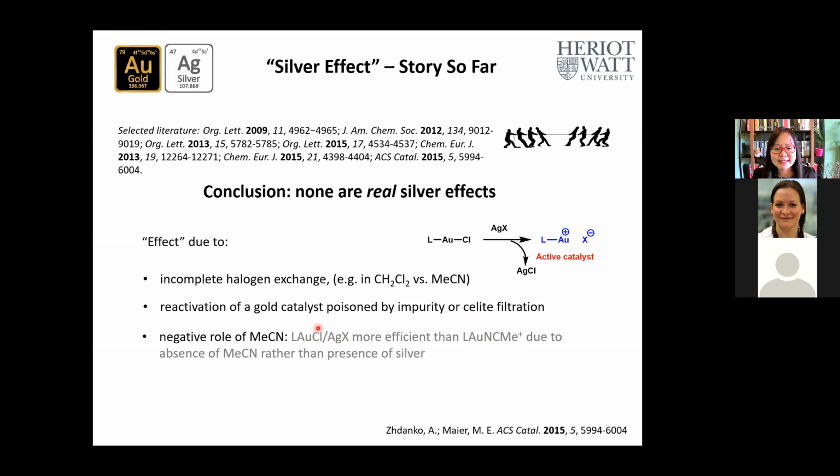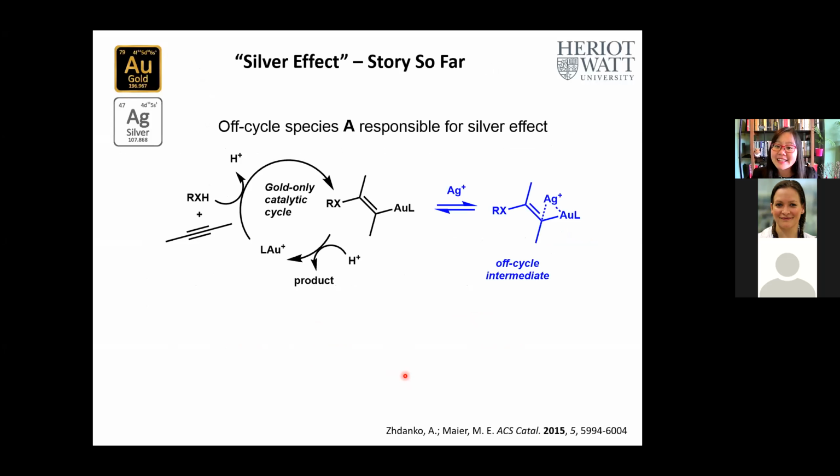And they concluded in this paper that it's due to the negative role of acetonitrile that changed the rates, and nothing to do with the presence of silver. So that clarifies the matter. But you can actually genuinely see rate differences. And this was the experiment they did, and this is the conclusion.